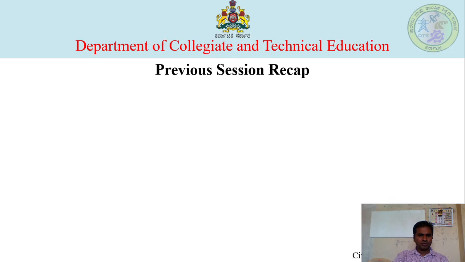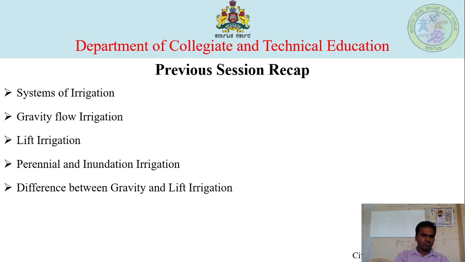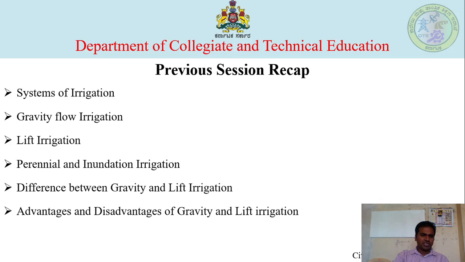Before going to the current session, we will recap what we learnt in the previous session. In the previous session, we learnt about the system of irrigation: gravity flow irrigation, lift irrigation, perennial and inundation irrigation, the difference between lift irrigation and gravity irrigation and its suitability. Next, the advantages and disadvantages of gravity irrigation over lift irrigation.